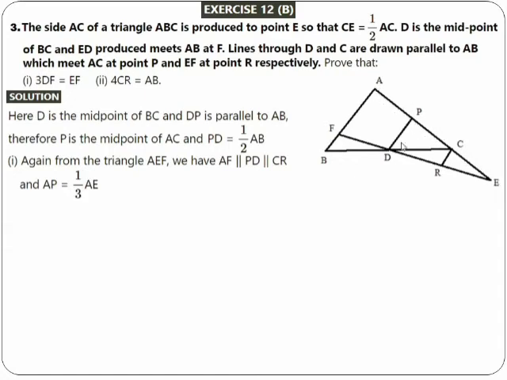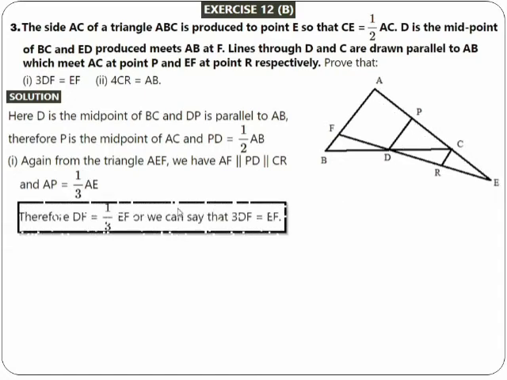Fine. Now therefore we see, what is AP actually? See here carefully. AP is this one, isn't it? If AP is this much, then we have DF.